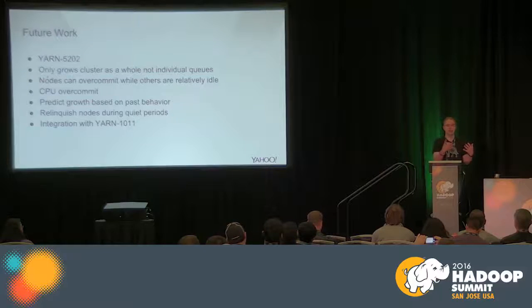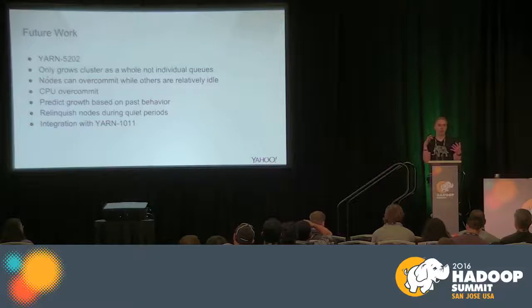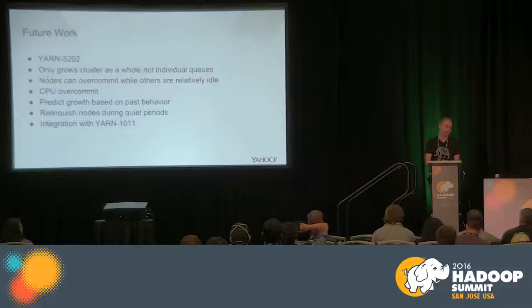And so one idea is, could we overcommit per queue? Maybe we grow nodes and give the extra capacity just to particular queues instead of the whole cluster. That would involve a more invasive change to the scheduler itself, which is why initially for this prototype we didn't address that. But that's an area we could potentially look at next. Other things, like I mentioned before, nodes can overcommit with others being relatively idle. That can be a bit confusing.